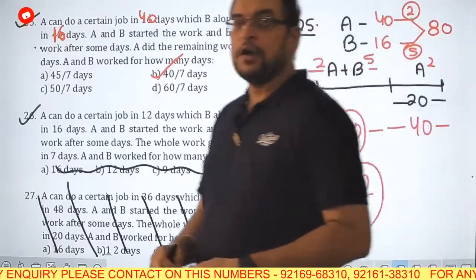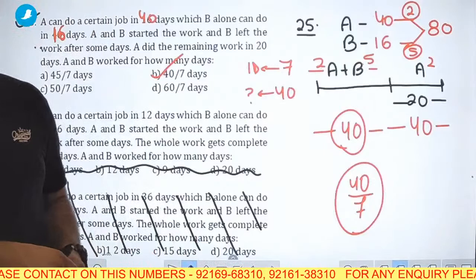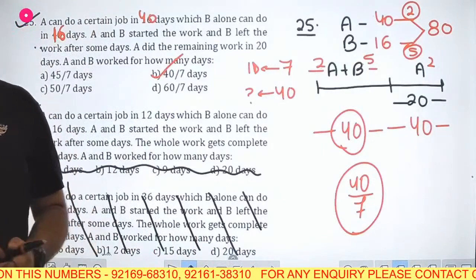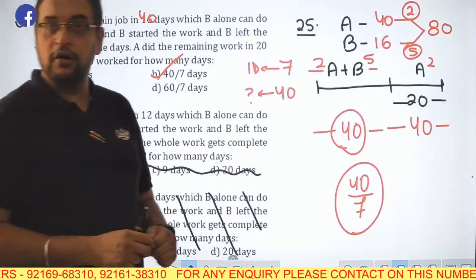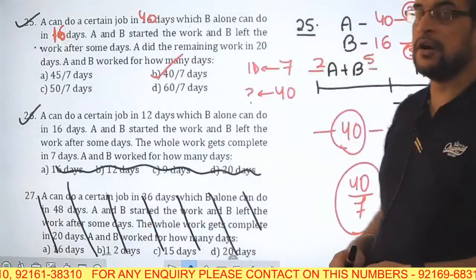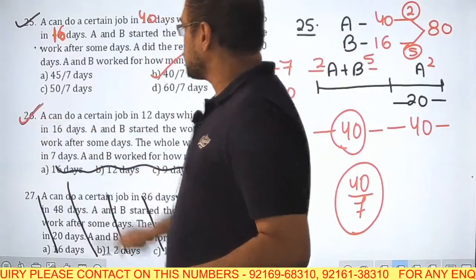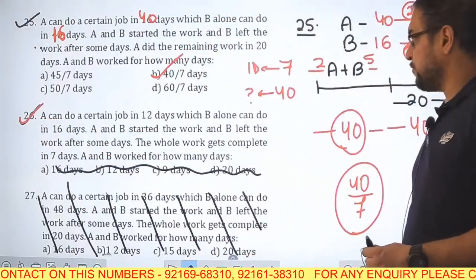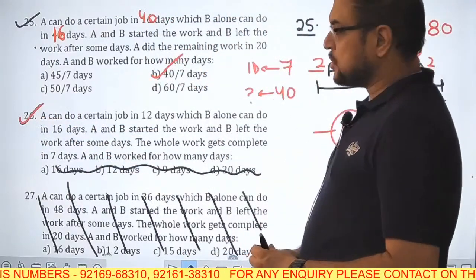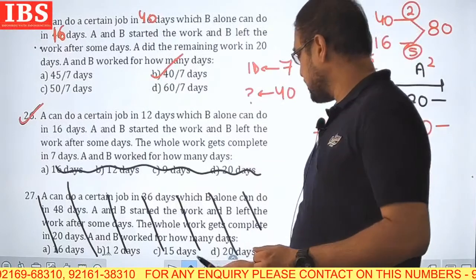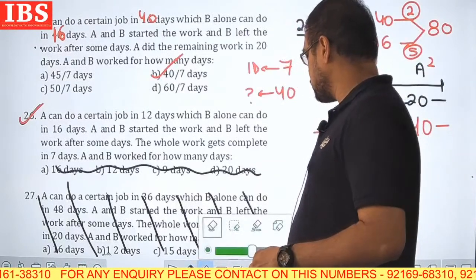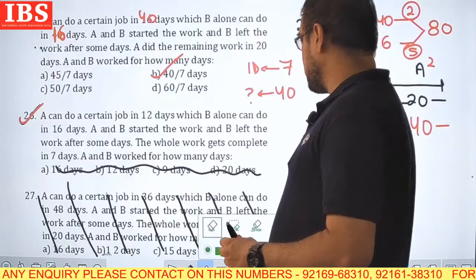Okay, clear? Correct answer, very good. So 40 by 7, or we can say 5 by 7. Now do this kind of question. This is a little different question than the above. Now try to do question 26 and then I'll tell you how to solve such kind of question. Let's see question number 26.